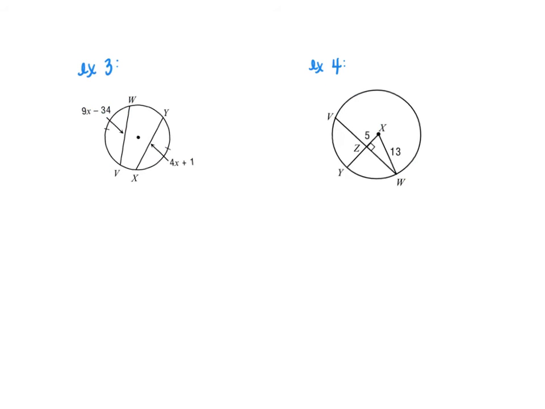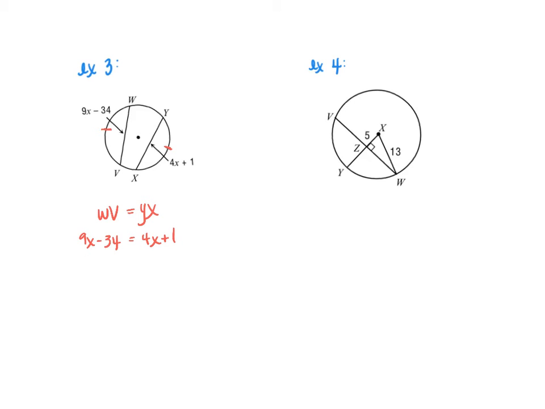Let's look at a couple more, and we may not solve these all the way, but notice here you can see that these arcs are congruent. Well, that tells us that these chords, so WV has to be equal to YX. And so then you could plug in your 9x minus 34 equals 4x plus 1.